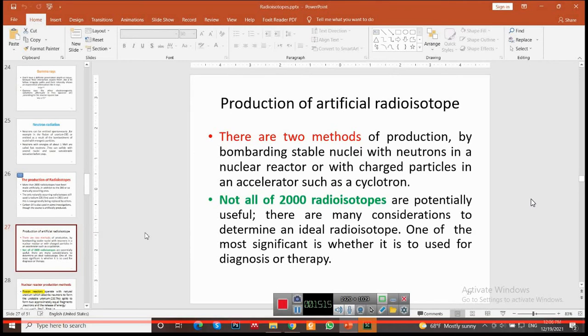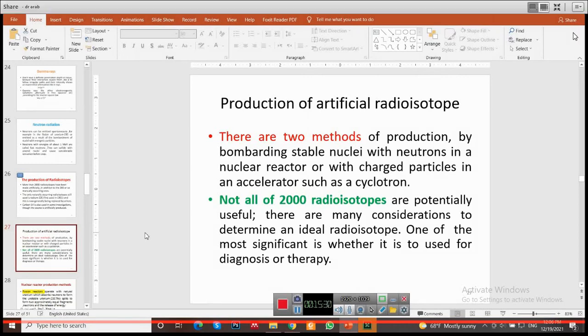Generally we use two methods for production of artificial radionuclides, and those are the nuclear reactor and the cyclotron. I'm going to speak about them in detail.